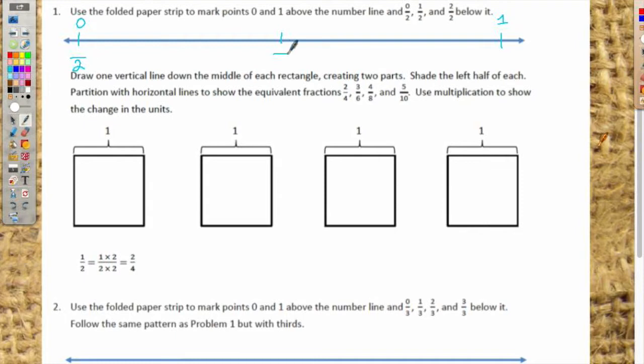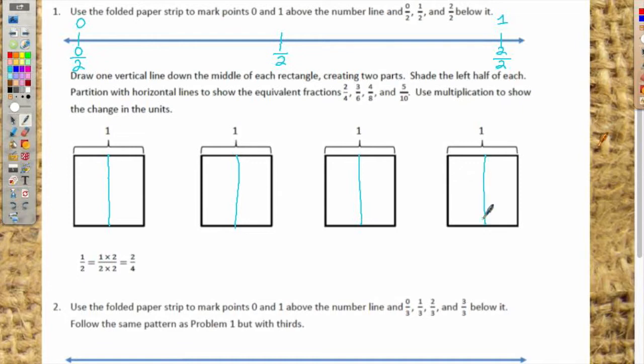My denominator downstairs is 2. I know that because I have 2 equal parts to my number line. And then I'm going to mark my fractions 0/2, 1/2, and 2/2. Now the next direction says draw one vertical line down the middle of each rectangle, creating 2 parts, and shade the left half of each.